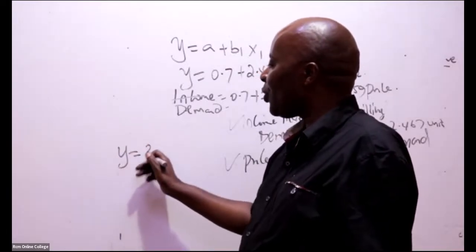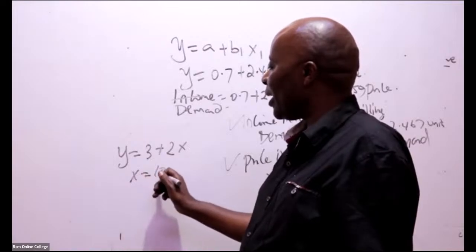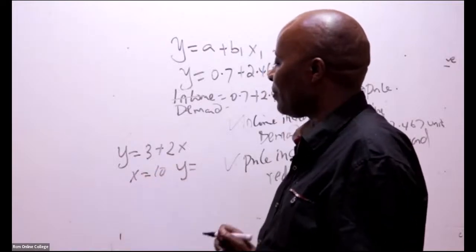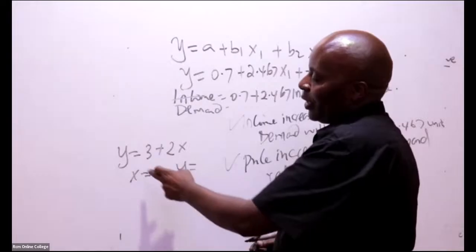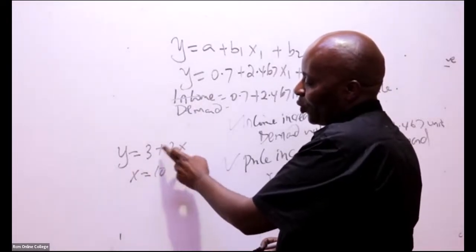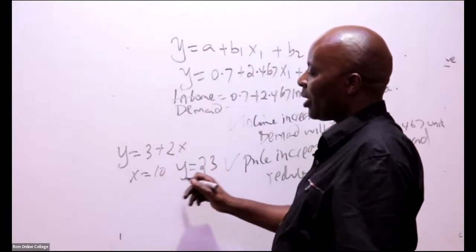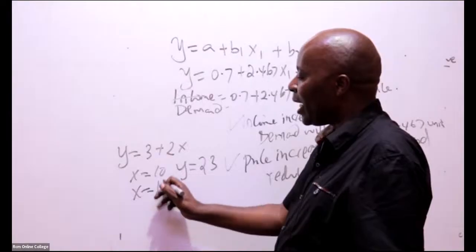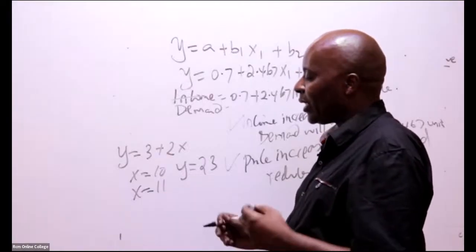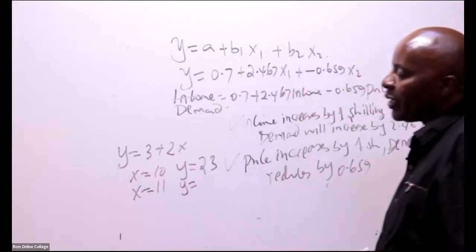Assuming our y is 3 plus 2x. When x, for example, is 10, can somebody give me the value of y? If x is 10, this will be 2 times 10 plus 3. So 20 plus 3, this is 23. How about when x is 11? When x is 11, our y will be equal to what?